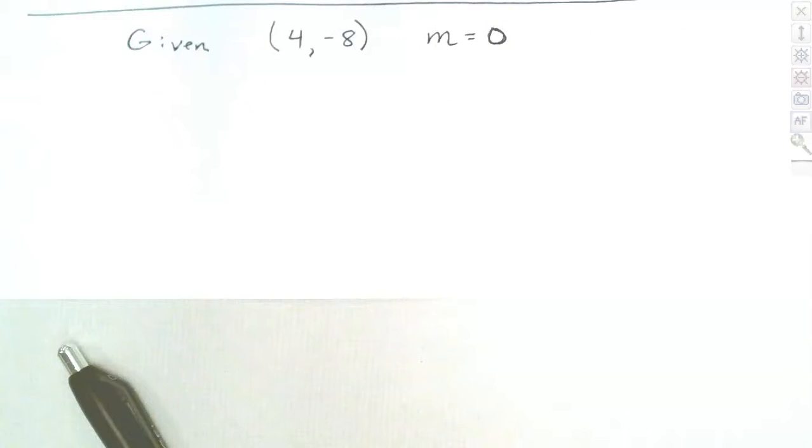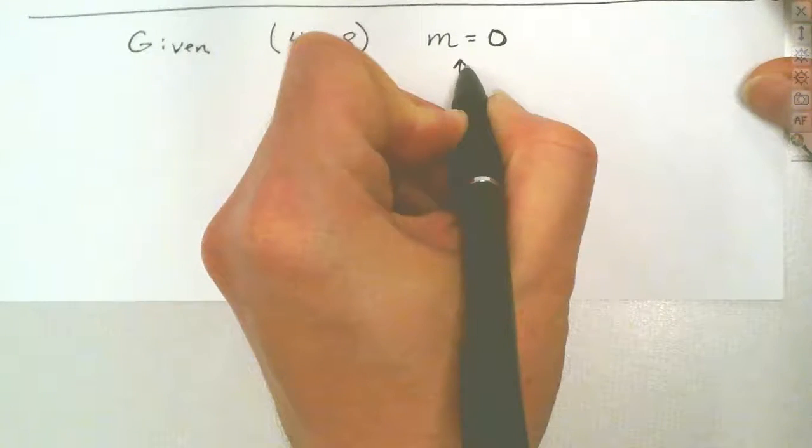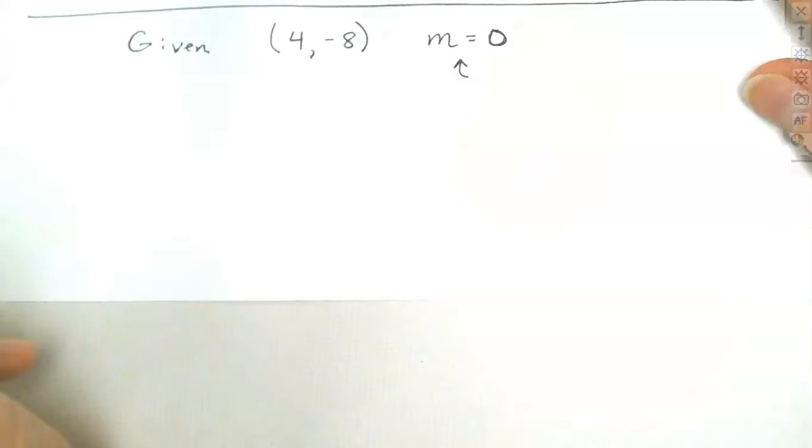When you have a 0 slope, is it a vertical line or is it a horizontal line? Do you remember? Yep, it's going to be a horizontal line, right? And so a horizontal line is like this. So a horizontal line, it crosses the y-axis.